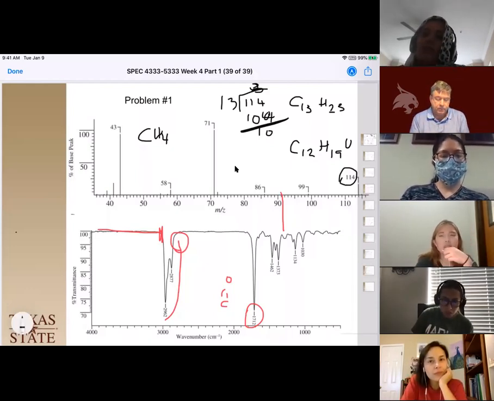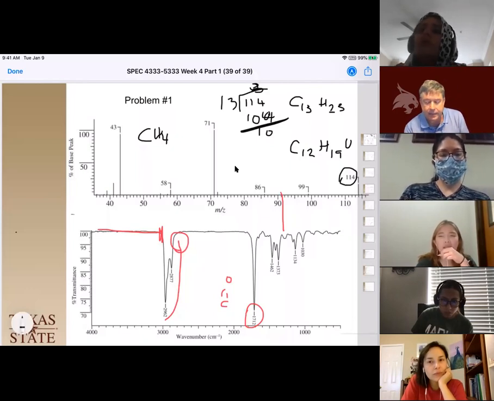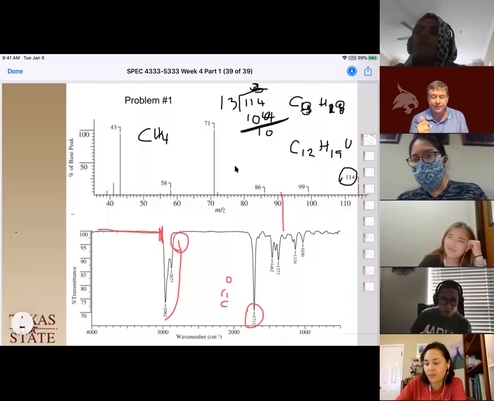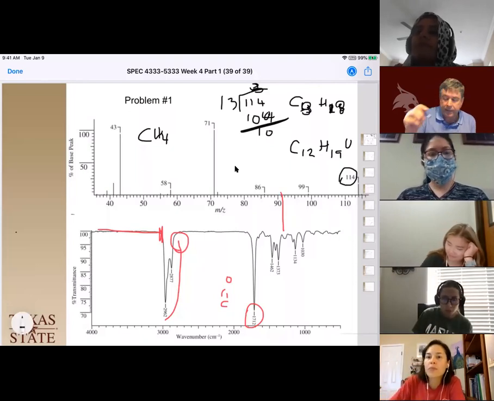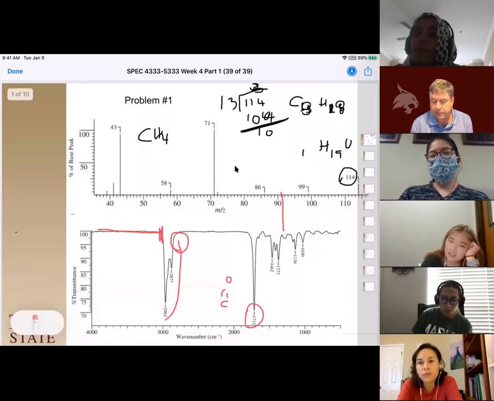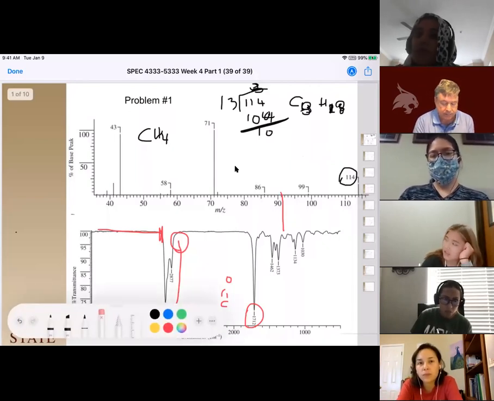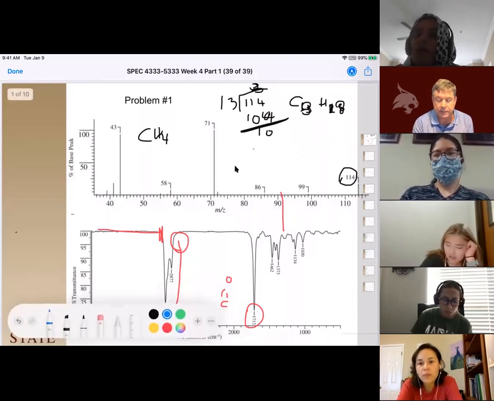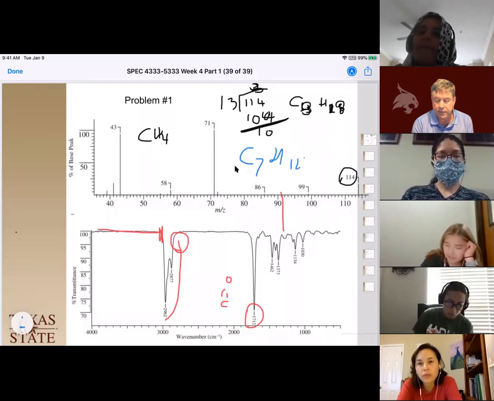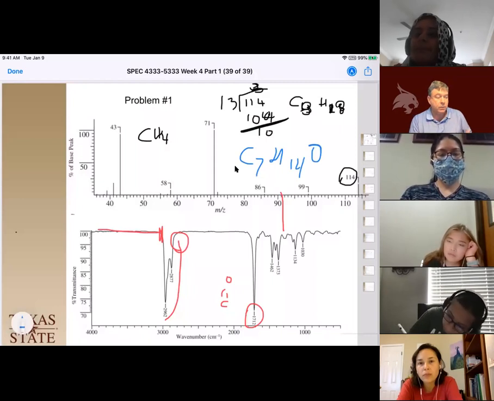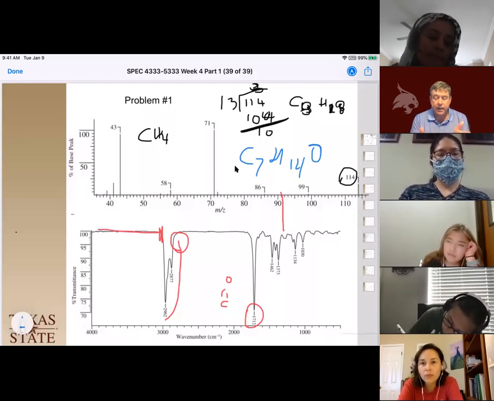Should be C7. Shouldn't it be C14 or C8 and then plus H? 8 plus 18. See? That's why we write things down, because that would have been a bad mistake. So instead of what I just wrote, that takes us to C7, H14. So our second blush is C7H14O.